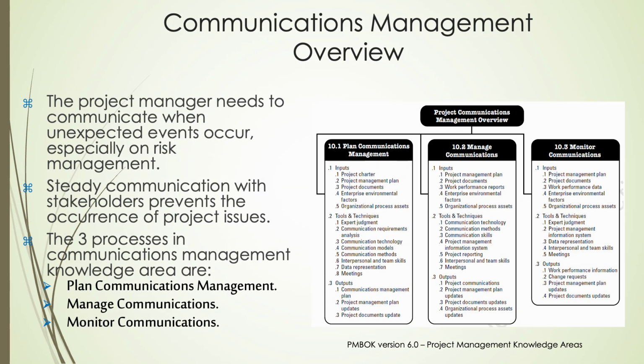Project communications management is structured around 3 major processes: plan communications management, manage communications, and monitor communications. In the planning phase, project managers identify communication needs based on project documents, environmental factors, and organizational assets. Using tools like expert judgment, communication technology, and team collaboration methods, they create a communications management plan to guide how information will be shared throughout the project. This step ensures that communication expectations are clearly aligned with project objectives and stakeholder requirements.